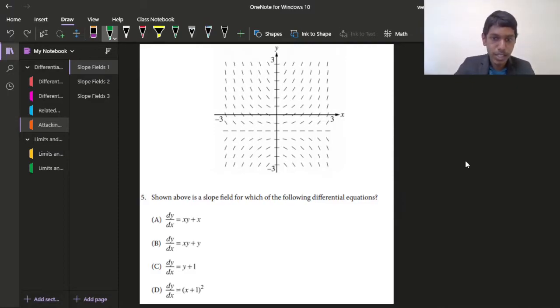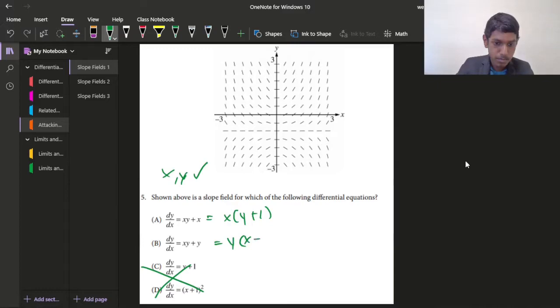So here we know that it's dependent on both x and y, so both x and y should show up in our equations for dy dx, which just flat out eliminates C and D, because either a y or an x shows up there. Okay, now let's factor the remaining answer choices that we've got over here. And now we're going to do the zeros check.